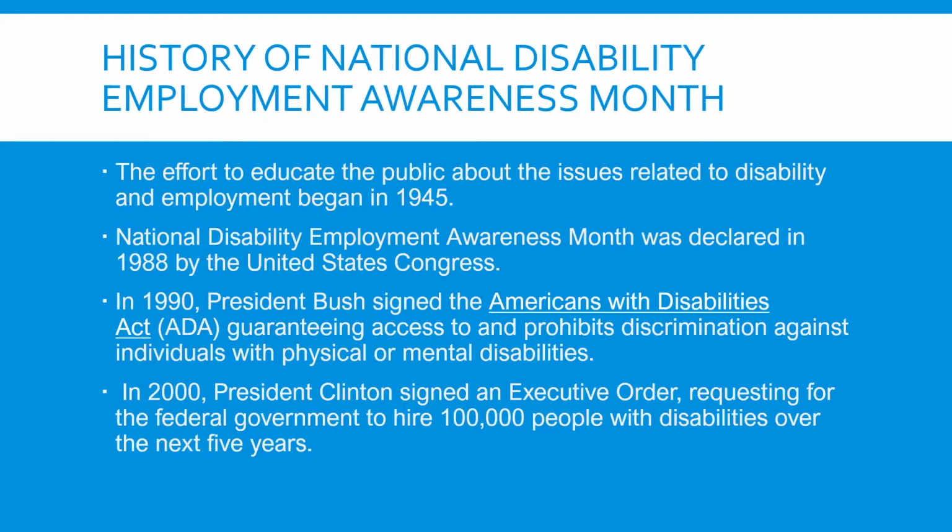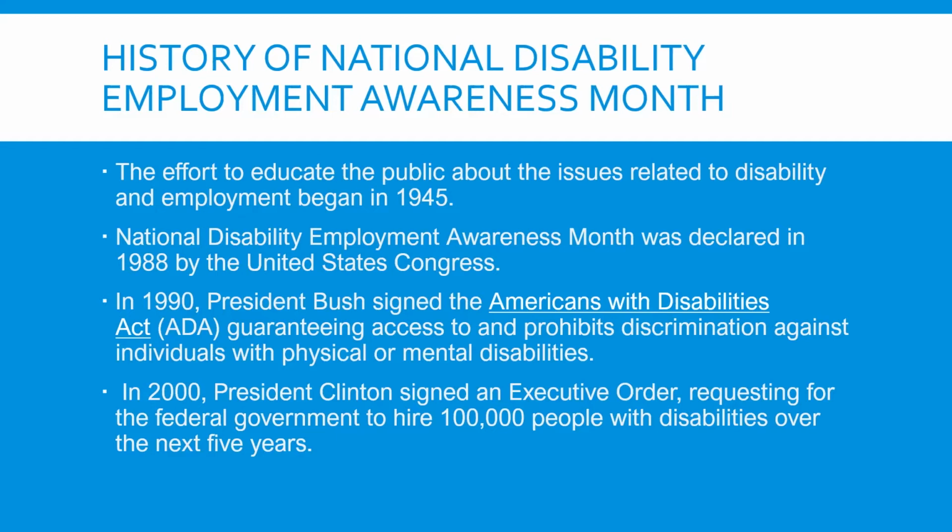What's the history of this Awareness Month? Well, the effort to educate the public about the issues related to disability and employment began in 1945. The National Disability Employment Awareness Month was declared in 1988 by the United States Congress. In 1990, President Bush signed the Americans with Disabilities Act, guaranteeing access to and prohibiting discrimination against individuals with physical or mental disabilities. And in 2000, President Clinton signed an executive order requesting for the federal government to hire 100,000 people with disabilities over the next 5 years.